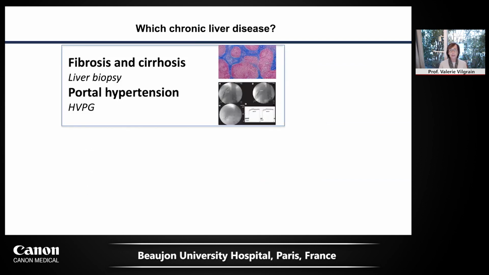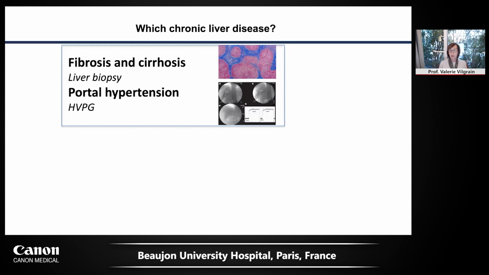So which chronic liver disease are we talking about? Two things. First of all, a very classical one, to stage and diagnose fibrosis and cirrhosis. As you know, cirrhosis is mostly related to chronic hepatitis infections or alcohol misuse. Having cirrhosis, it is also important to appreciate the severity of portal hypertension.